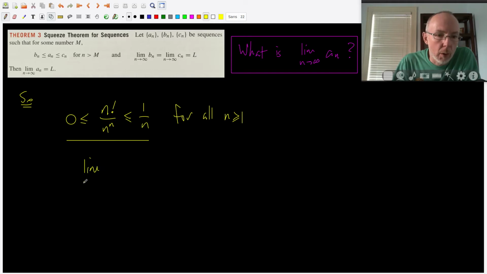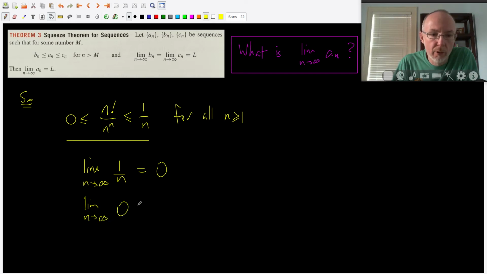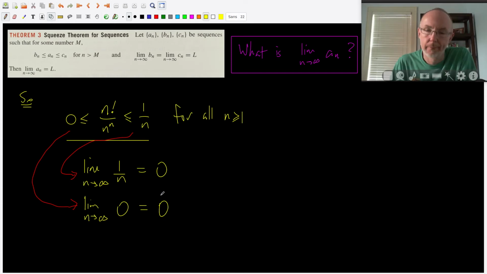So let me ask you, what's the limit as n goes to infinity of 1 over n? Well, that's a Calc 1 problem. We know the answer of that. It's 0. What's the limit as n goes to infinity of 0? So what I'm doing here is I'm looking at this limit and that limit. And we know the limit as n goes to infinity of 0 is 0 because the thing's always 0.